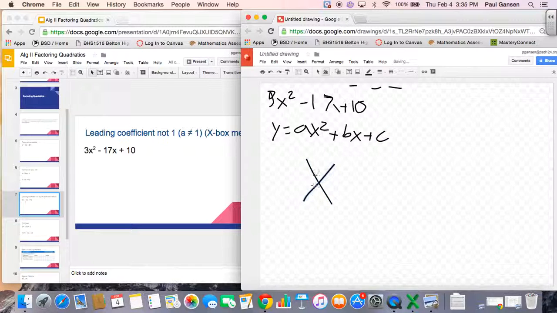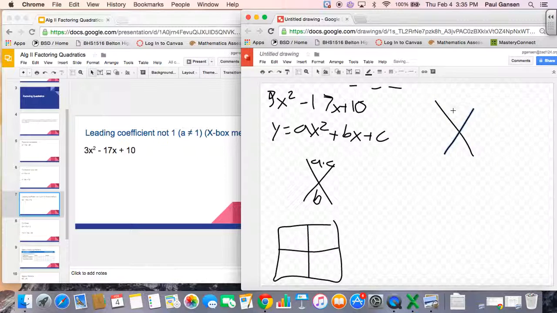So for our X-box method, up here you're going to take a times c, and down here you're going to put your b value. And then we'll talk about what the box will be in just a little bit, but we'll go and draw the box down here too. We'll do the real example and the hypothetical example side by side. So we have 3x squared minus 17x plus 10. So in our x here, I'm going to put the number 30, because that is 3 times 10. And down here I'm going to put my b value, which is negative 17.